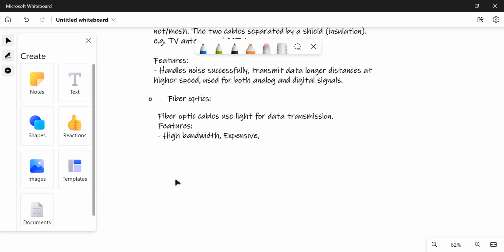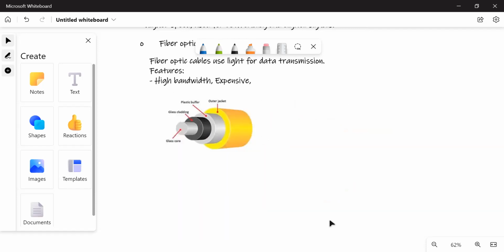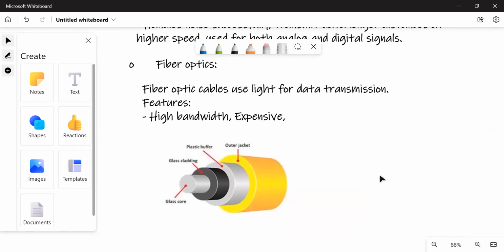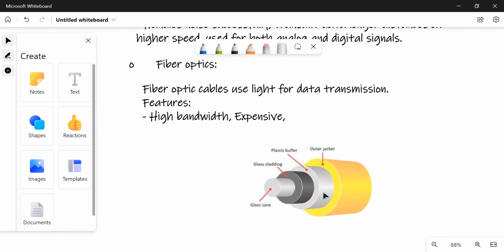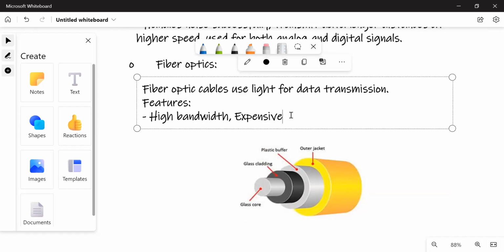So for example, if I show you an image of fiber optics. So usually I told you it uses light for data. That means what's inside is the glass cable, glass core we call it. And then we have a shield, then you have a plastic cover, and then finally an outer jacket, which means it's quite an expensive cable.